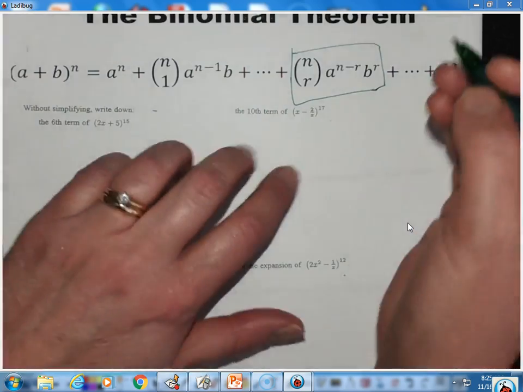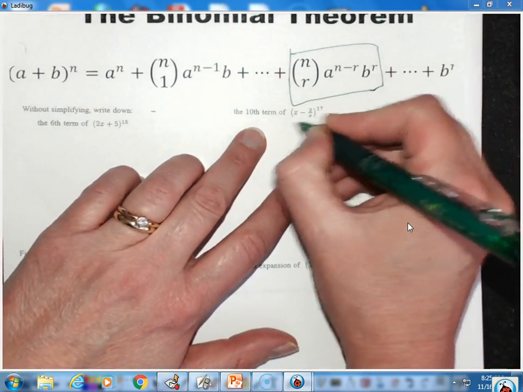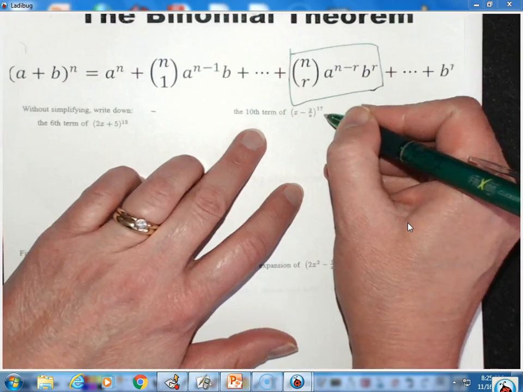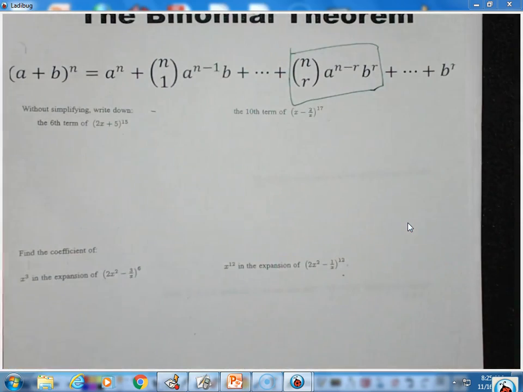Okay, so for this one, we can identify they just want the 10th term, so I definitely don't want to expand this all the way out. If I did expand it all the way out, how many terms would there be? How many? Too many, and 18. Okay, so it's always one more term than whatever your power is raised to.